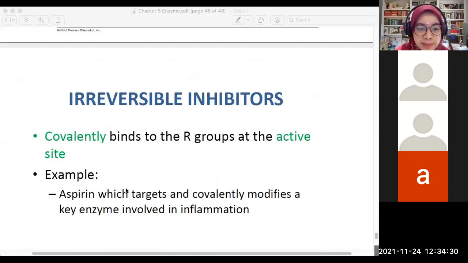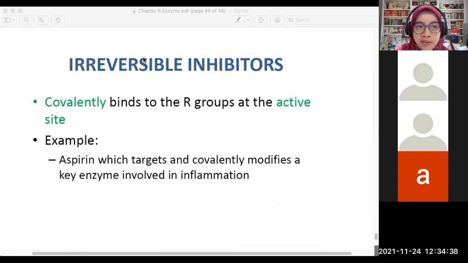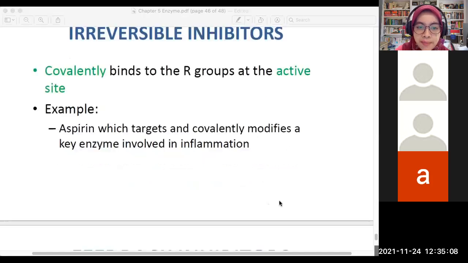For example, aspirin. Aspirin will covalently modify the key enzyme involved in inflammation. When someone is having fever, for example, the doctor will prescribe aspirin. Or someone is having allergy, the doctor will prescribe aspirin. This aspirin will covalently bind. If you remember, covalent bonds are one of the strongest bonds. So when aspirin binds to the enzyme involved in inflammation, the enzyme can no longer facilitate the inflammation process, because aspirin has irreversibly changed the structure of the enzyme.